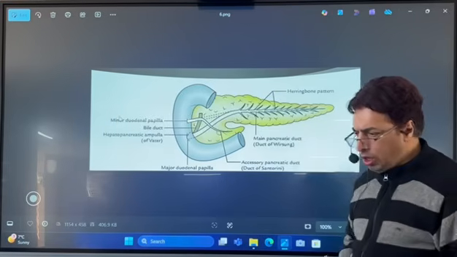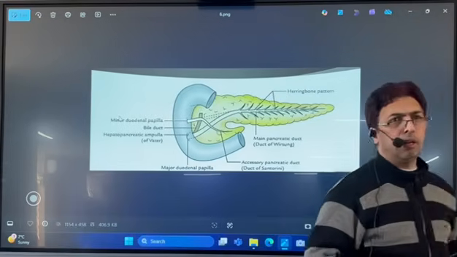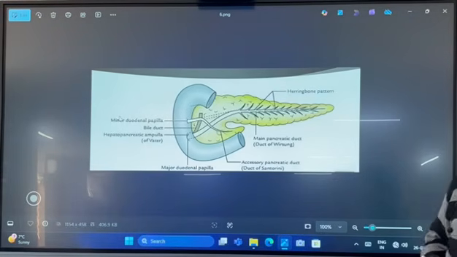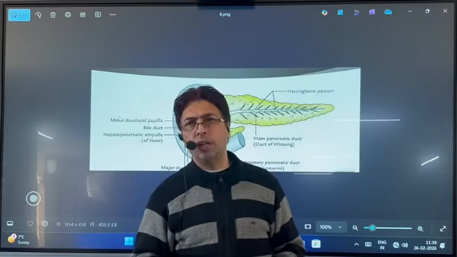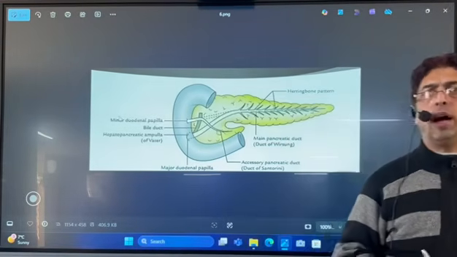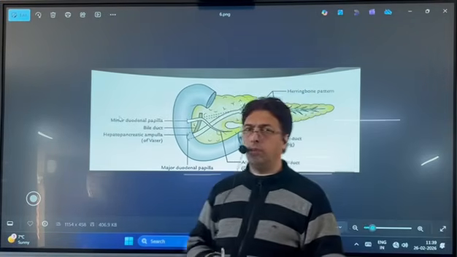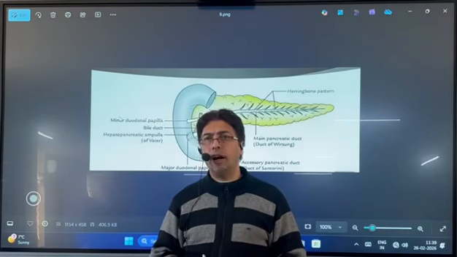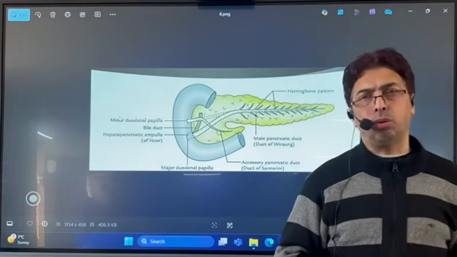Now important is the ductal, the biliary system. What happens? Eventually these have to drain into some part of the gastrointestinal tract. This ductal system ends in the duodenum at two places. One is the major duodenal papilla, and another is the minor duodenal papilla.